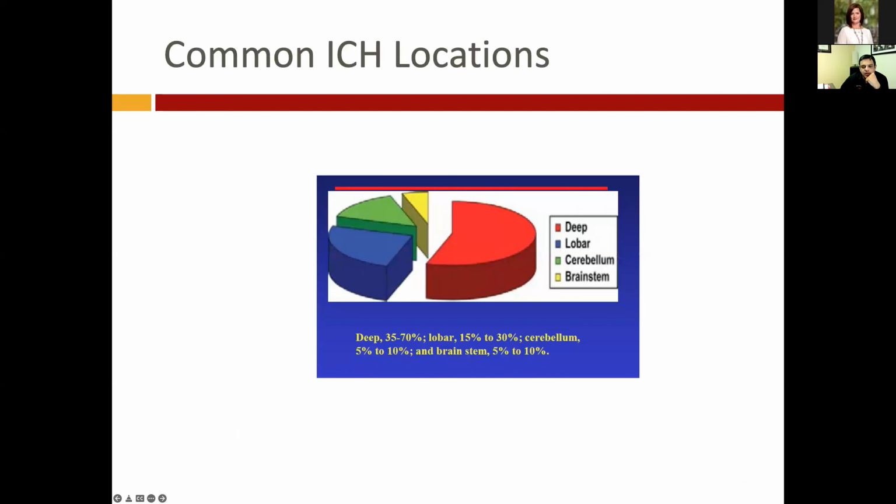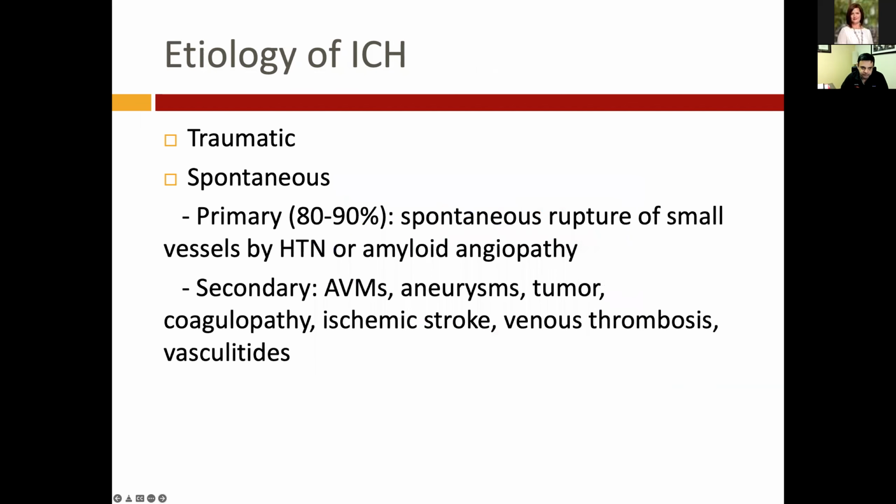So what do we know about the different locations? By and large, I think the most common location of an ICH is usually in the deep areas. That's like the caudate, putamen, thalamus. And that accounts for almost 65 to 70% of all the ICHs that we see. What comes next is the lobar hemorrhages, which usually account for about 20 to 30%, and the rest are the cerebellum and the brainstem hemorrhages, which are usually about 10% or so.